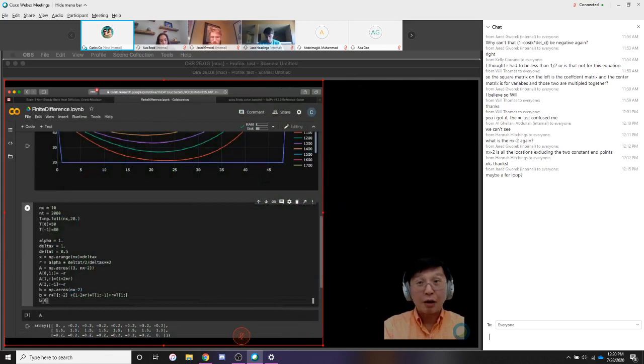And so to incorporate that knowledge, we have to do the following. For the first equation, at b at 0, what is that going to be? We need to add onto it. So we go b0 plus, well, the temperature at the left boundary multiplied by r. So it'll be r times T at 0. So that's how we incorporate that in.